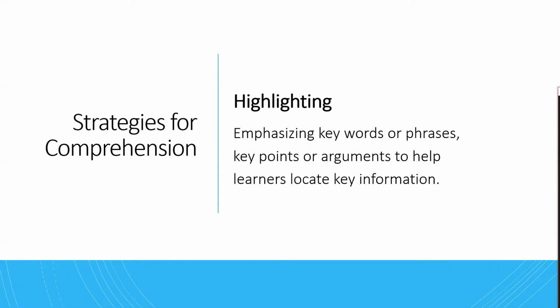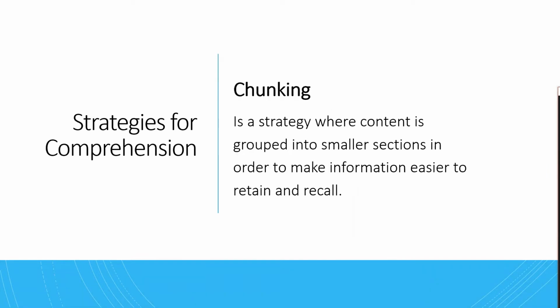Highlighting emphasizes the key words or phrases, key points, and arguments to help learners locate the key information that's important. When we are reading or learning dense amounts of information, the text can begin to get jumbled up and mixed in everywhere. But using color coding can distinguish between the different categories of key information. It's going to help important information stand out to the reader.